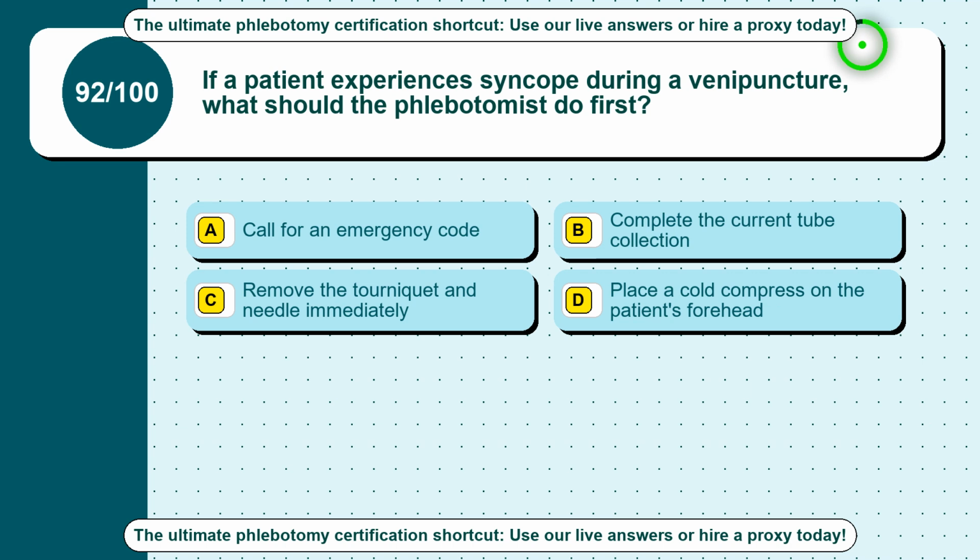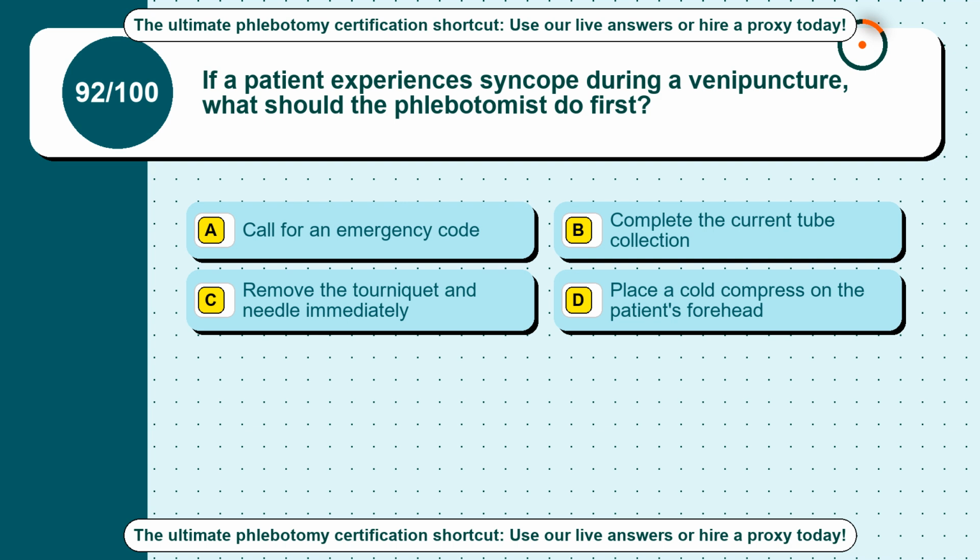Question 92. If a patient experiences syncope during a venipuncture, what should the phlebotomist do first? Option A, call for an emergency code. Option B, complete the current tube collection. Option C, remove the tourniquet and needle immediately.